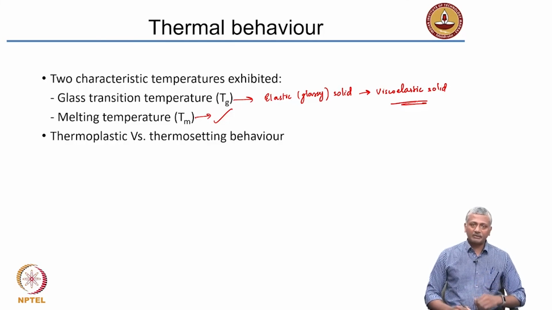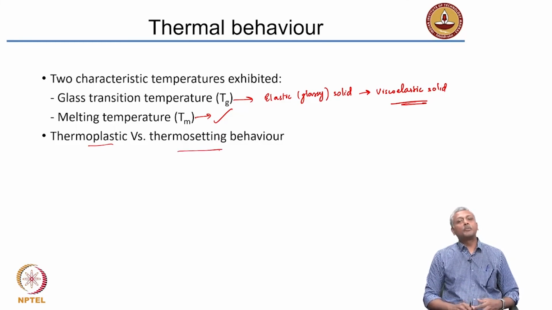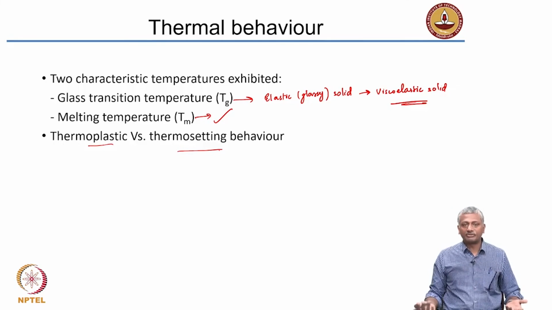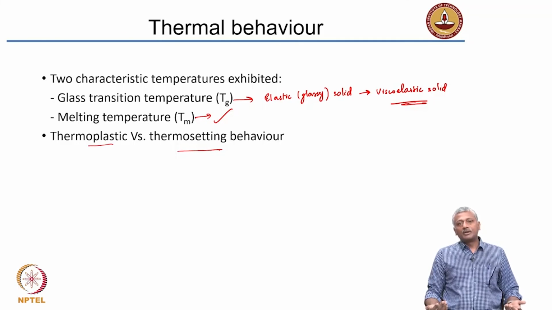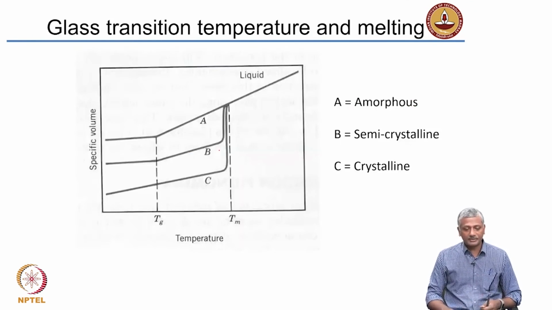Another behavior that you would have learned before is the thermoplastic versus thermosetting behavior. Thermoplastic simply means materials that exhibit flow as you increase the temperature. A thermosetting behavior relates to those materials that don't show any change with an increase in temperature until a point where they simply burn off. So those are the two characteristics that are exhibited by different types of polymers. Let's take a look at what type of polymer exhibits what characteristic.